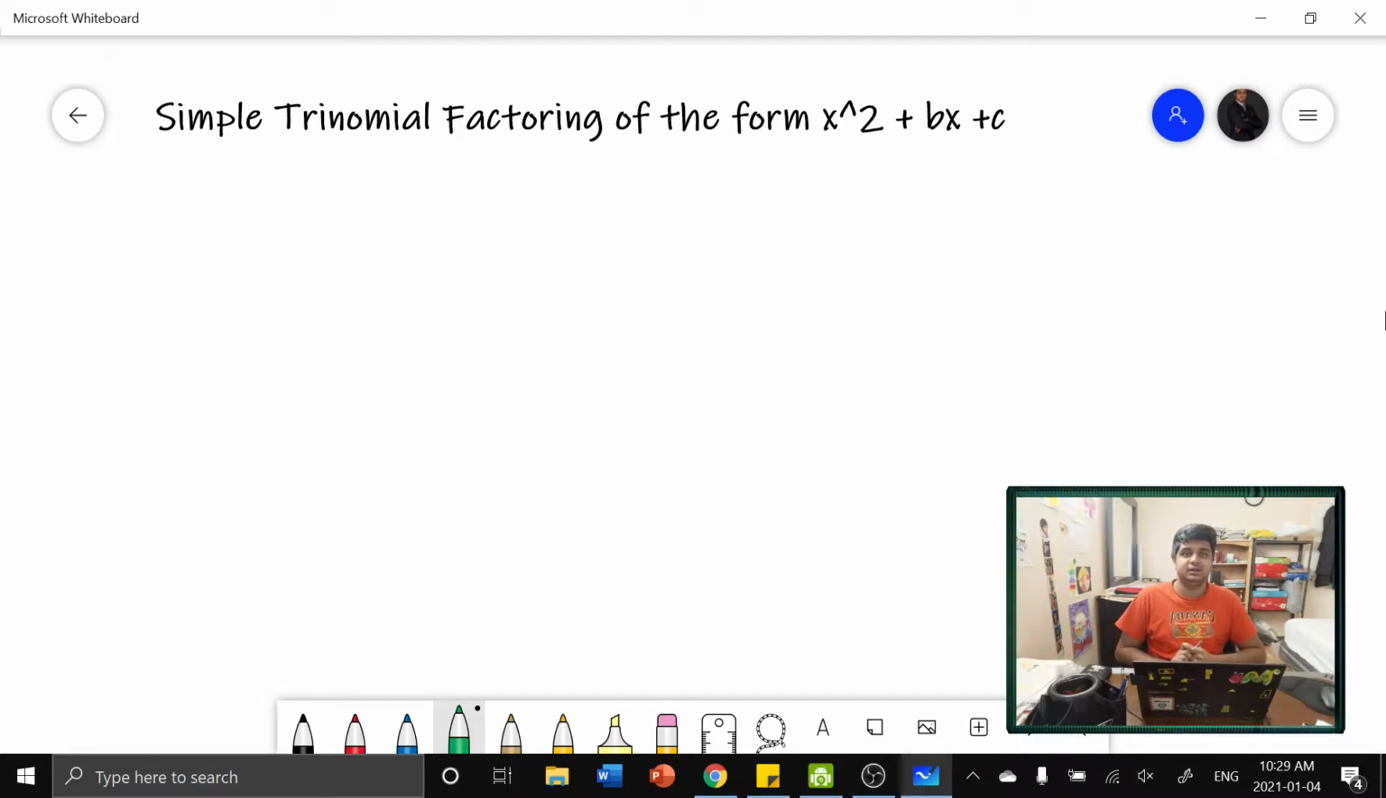Hello everyone. Today we're going to be discussing the concept of simple trinomial factoring of the form x squared plus bx plus c. Let's get started.